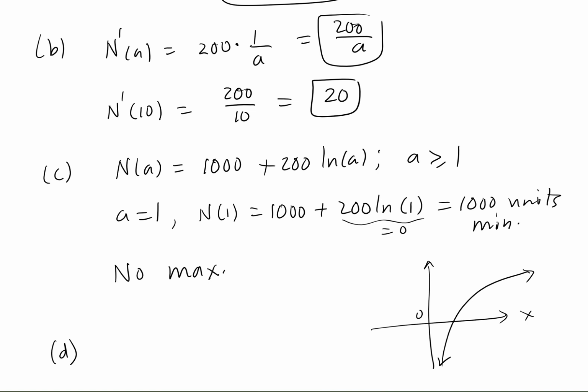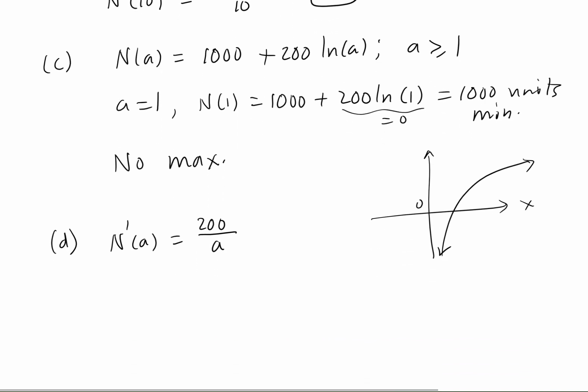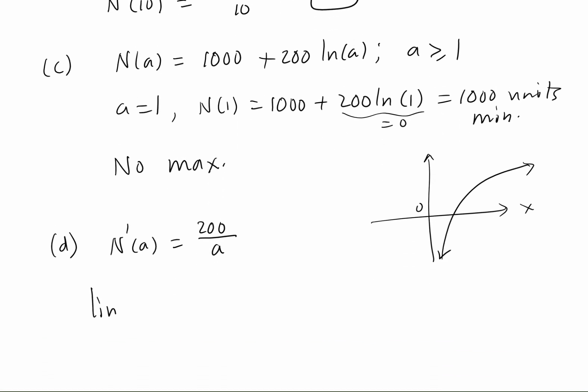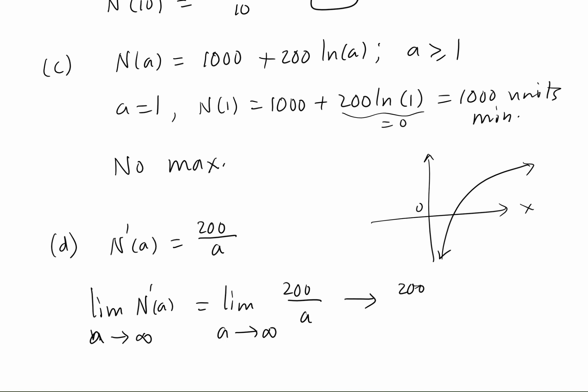Part D, we already found n prime of A. It was 200 over A. They want us to find the limit of n prime of A as A goes to infinity. This equals limit as A goes to infinity. N prime of A is 200 over A. So this goes to 200 over infinity. That's 0. A number over infinity is always 0.